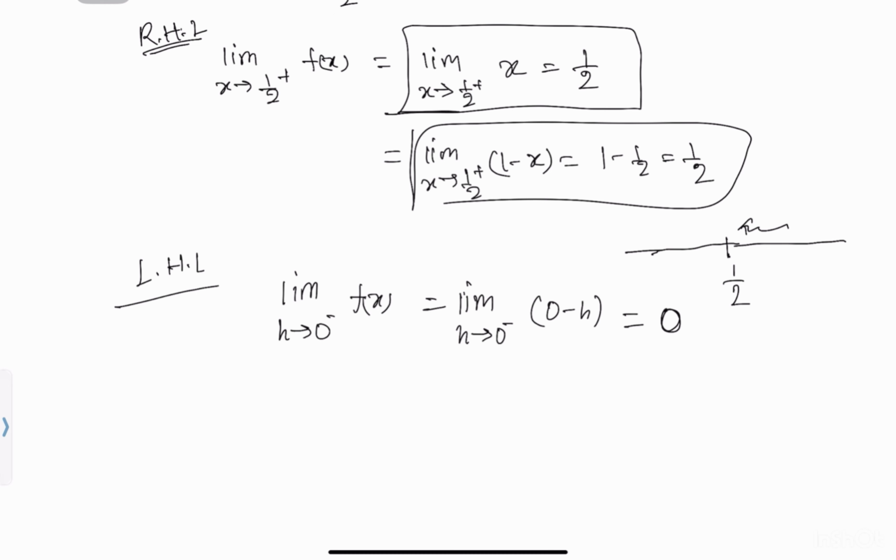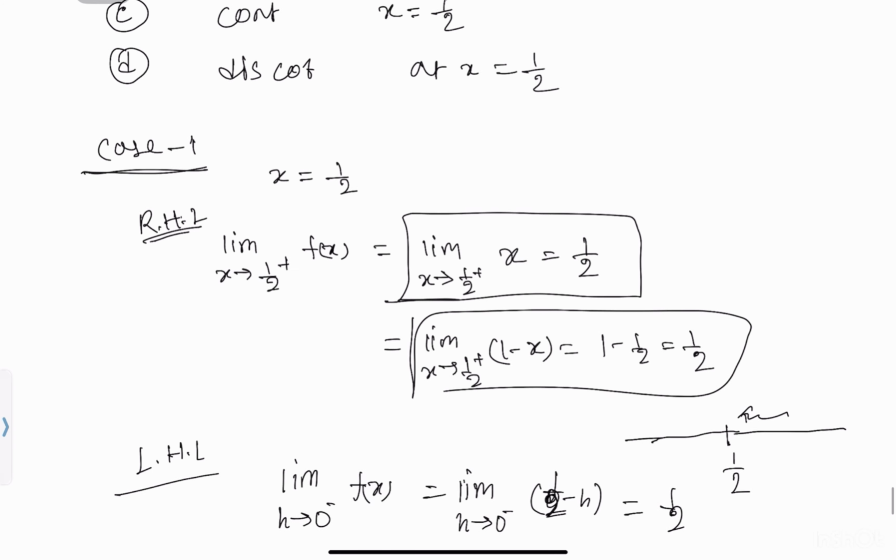And the limit h tending to, sorry, not 0, this is 1 by 2. Sorry, this is my mistake. So x tending to a becomes h tending to 0 when x is a plus h or a minus h. This is the case only. This is my mistake, sorry.